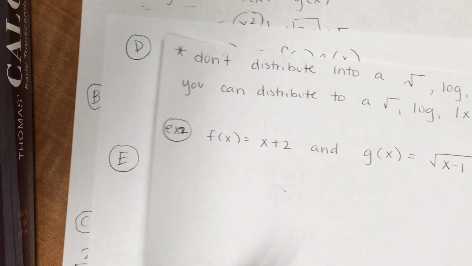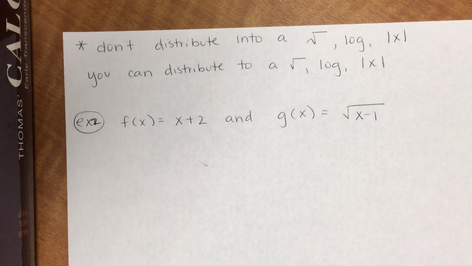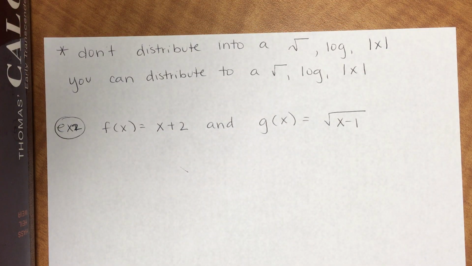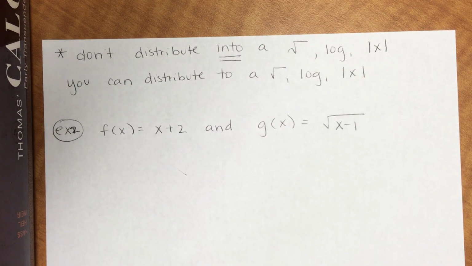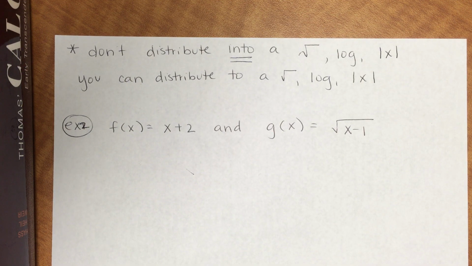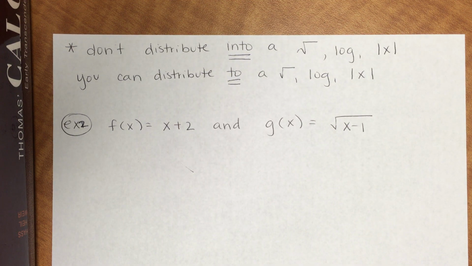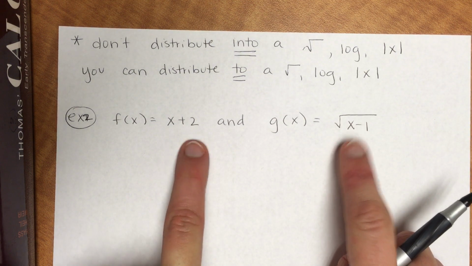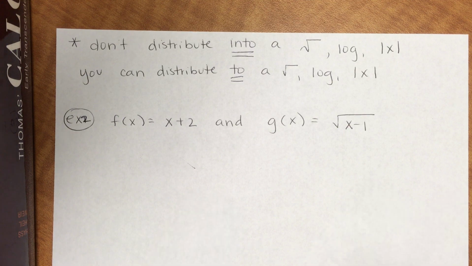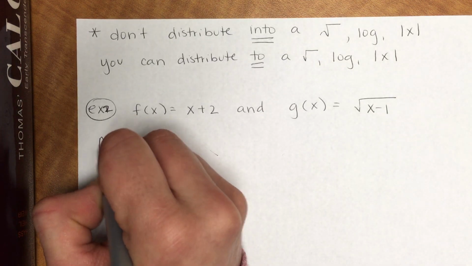Let's talk about this rule real quick, and then we'll come back to that. Don't distribute into a square root, a log, or absolute value, but you can distribute to a square root, a log, and an absolute value. And I know that sounds picky, like it doesn't make sense because it's the same thing. But let's do an example so you can see what I mean. So we'll add, subtract, multiply, and divide here.